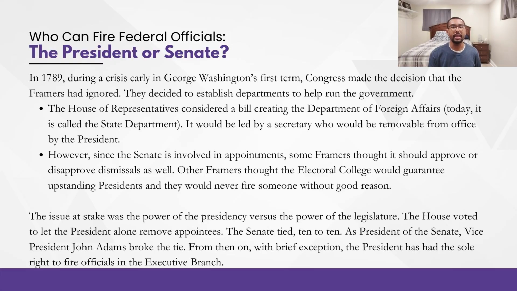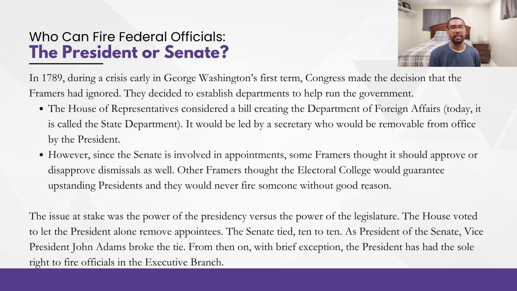In their rush to get out the door, though, the framers neglected to consider how the president could dismiss someone they had appointed. Could they fire the person themselves, or did the Senate have to approve the removal? So, in 1789, during a crisis early in George Washington's first term, Congress made the decision that the framers had ignored. They decided to establish departments to help run the government. The heads of these departments would become the president's cabinet.